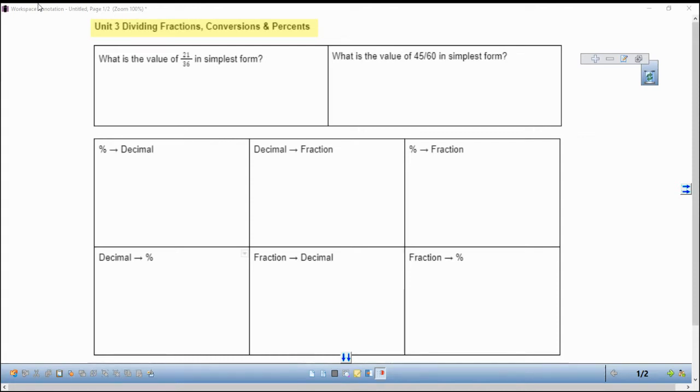Okay, gang, so here we are, still reviewing for the final exam. But today we're going to be talking about dividing fractions, also conversions, and also percents. So first thing we're going to take a look at is simplifying fractions.